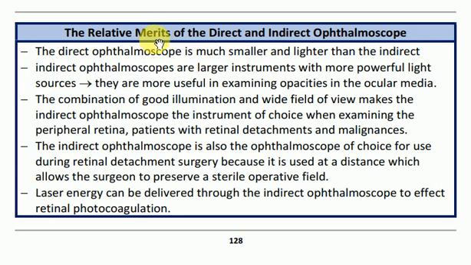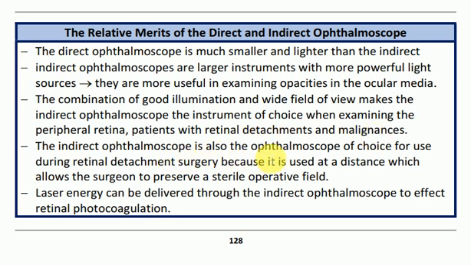Now the relative merits of direct and indirect ophthalmoscopes. The direct ophthalmoscope is much smaller and lighter than the indirect ophthalmoscope. The indirect are larger instruments with more powerful lights, so they are more useful in examining opacities in the ocular media. Also, the combination of good illumination and wide field of view makes the indirect ophthalmoscope the instrument of choice when examining the peripheral retina, and patients with retinal detachment or malignancies.